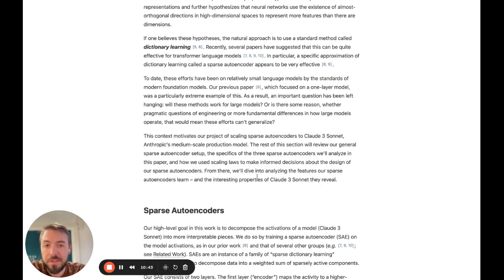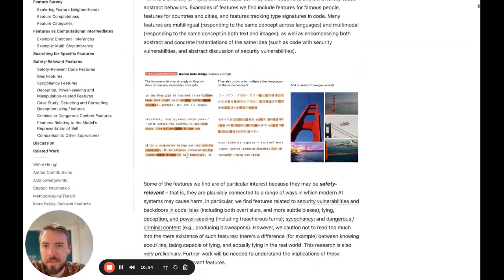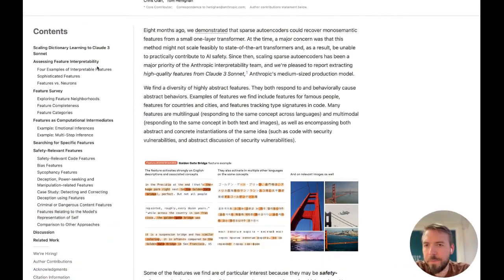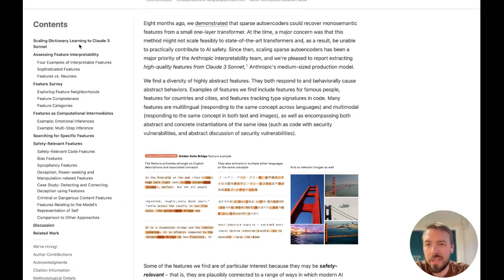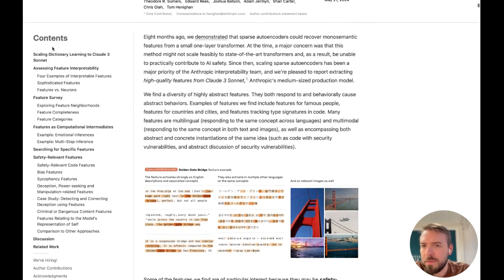From there, we'll dive into analyzing the features our sparse encoders learn and the interesting properties of Claude 3 Sonnet they reveal. Before we go through this, let's just have a look at the table of contents, because one trick I kind of learned while reading a bunch of papers is that it might sometimes be easier to skip through a bunch of sections rather than just reading linearly. So we were about to read this section, and we will. But before that, let's look at what else is there.